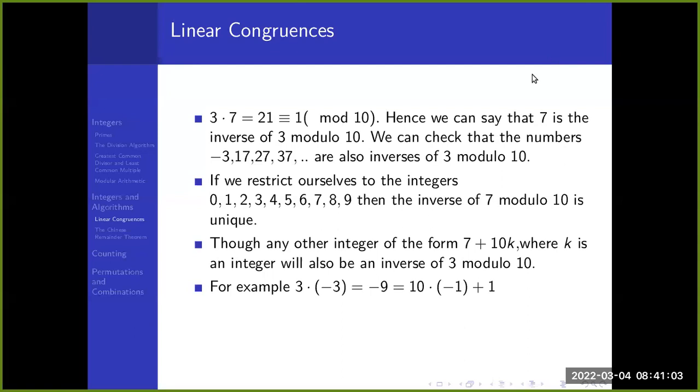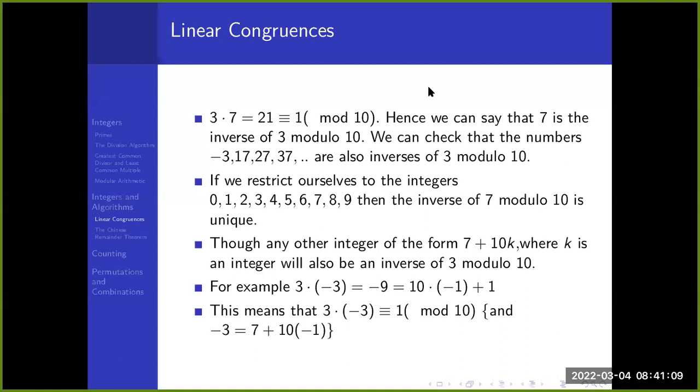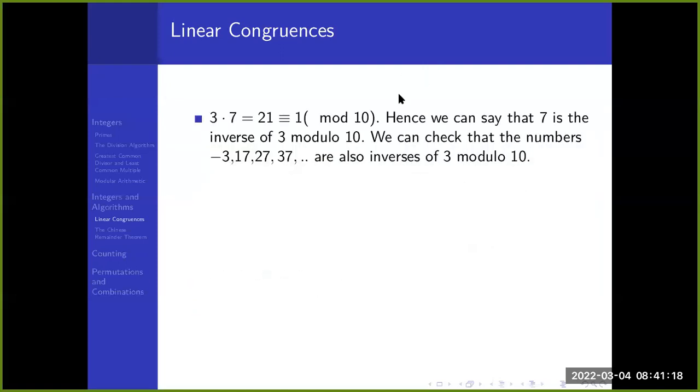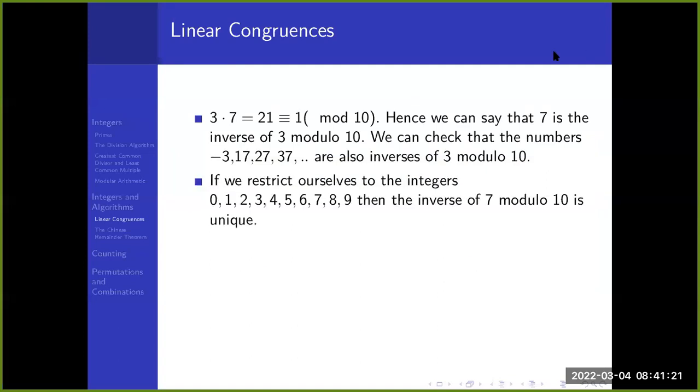And an easy way to do that, actually the easiest way, is to simply check that it is true. If you have minus 9 and you subtract 1 from minus 9, you will get minus 10, and minus 10 is divisible by 10. So this tells us minus 9 is definitely congruent to 1 modulo 10, because the difference is divisible by 10.